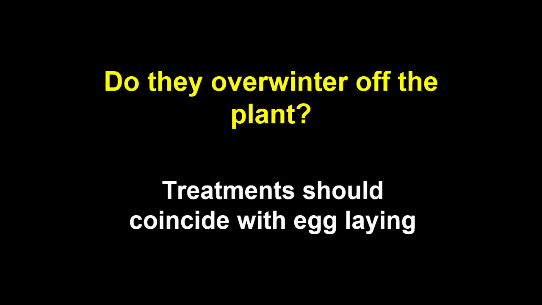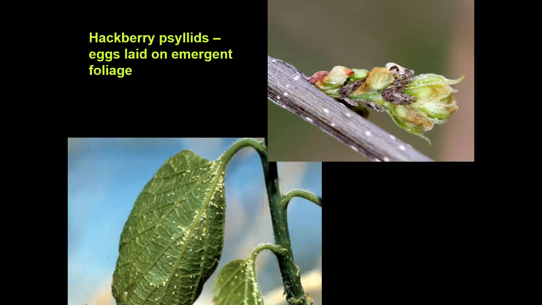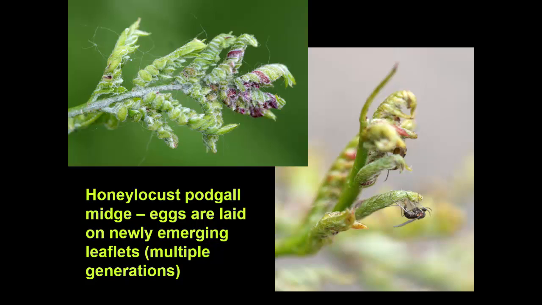But often they overwinter off the plant. Often they're not exposed during the wintertime. And so then you generally want to think of a timing treatment for when these insects are laying eggs. So treatment should coincide with egg laying, and egg laying usually is associated with new growth. So hackberry psyllids, they're out and about when the new growth is coming out, because it can only turn leaves into galls that are actively growing.